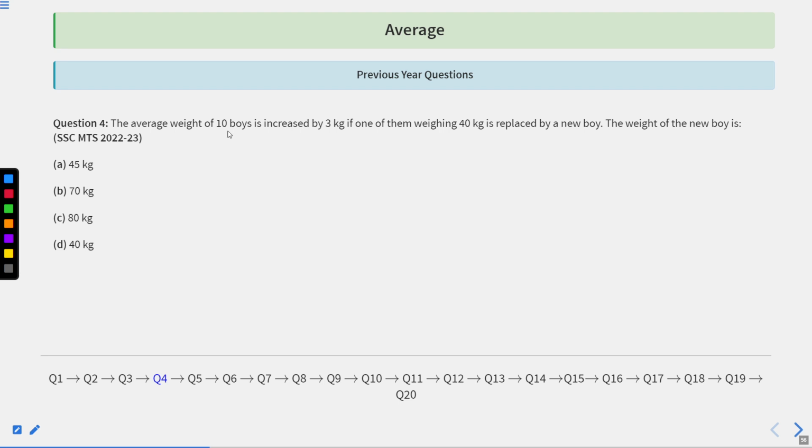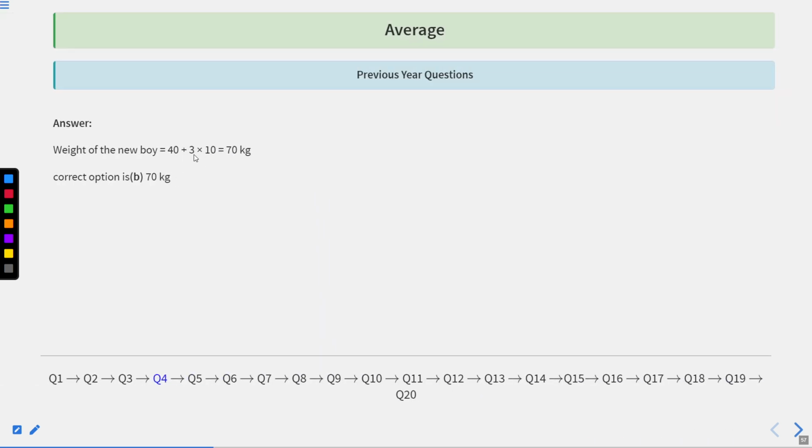The average weight of 10 boys is increased by 3 if one of them weighing 40 kg is replaced by a new boy. The weight of the new boy is? So there are 10 boys and their average weight increased by 3 kgs if one of them, whose weight was 40 kg, is replaced by a new boy. So we are interested in finding the weight of the new boy.